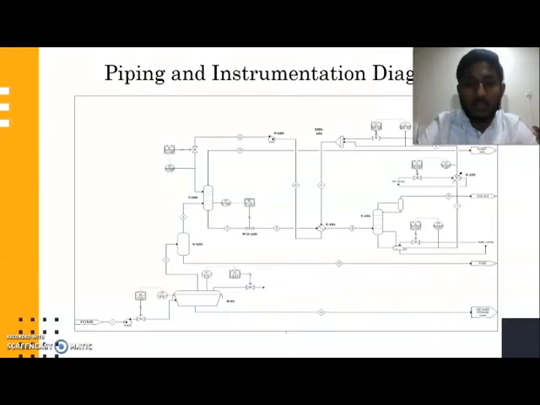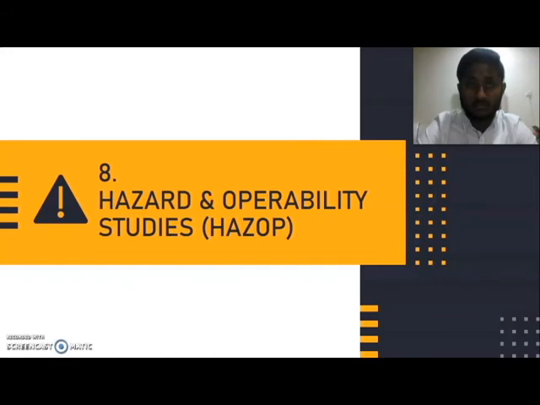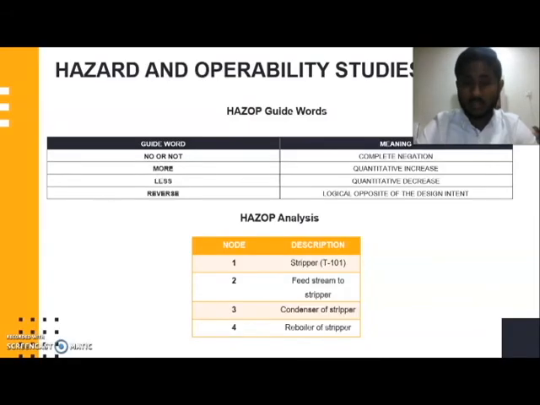Now moving on to HAZOP. So basically, what is HAZOP? HAZOP is Hazard and Operability Studies. HAZOP is a methodology used to study not only the hazards of the system but also its operability problems by basically exploring any deviation from the design conditions. As you can see here, the HAZOP guide words used in this project are basically no or not, more, less, and reverse. The meanings are inside.